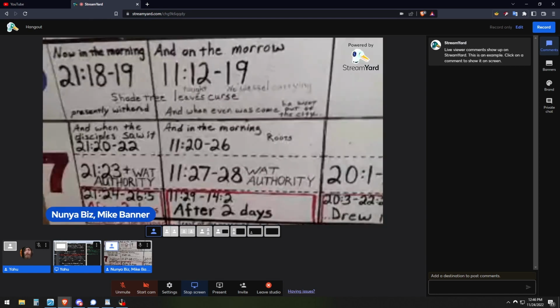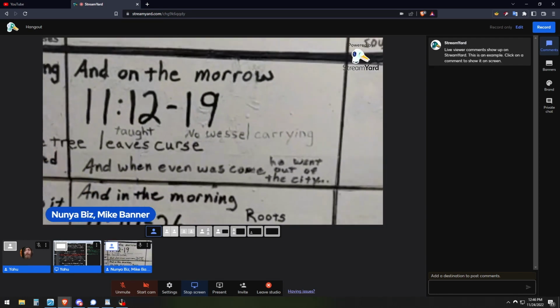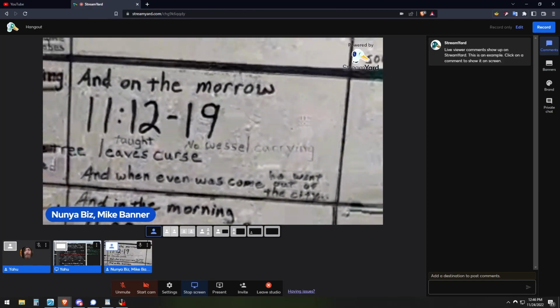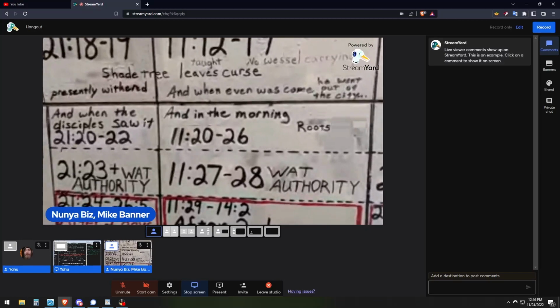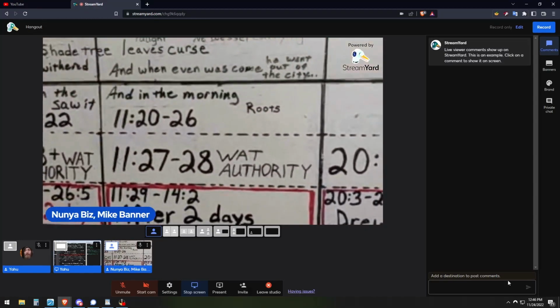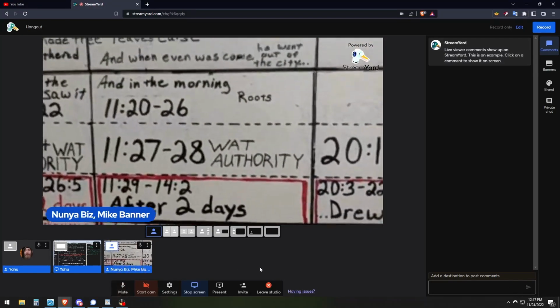So that ends our verse 19. And when even was come, he went out of the city. Verse 20 picks up, and in the morning. And in the morning, as they passed by, they saw the fig tree dried up from the roots.